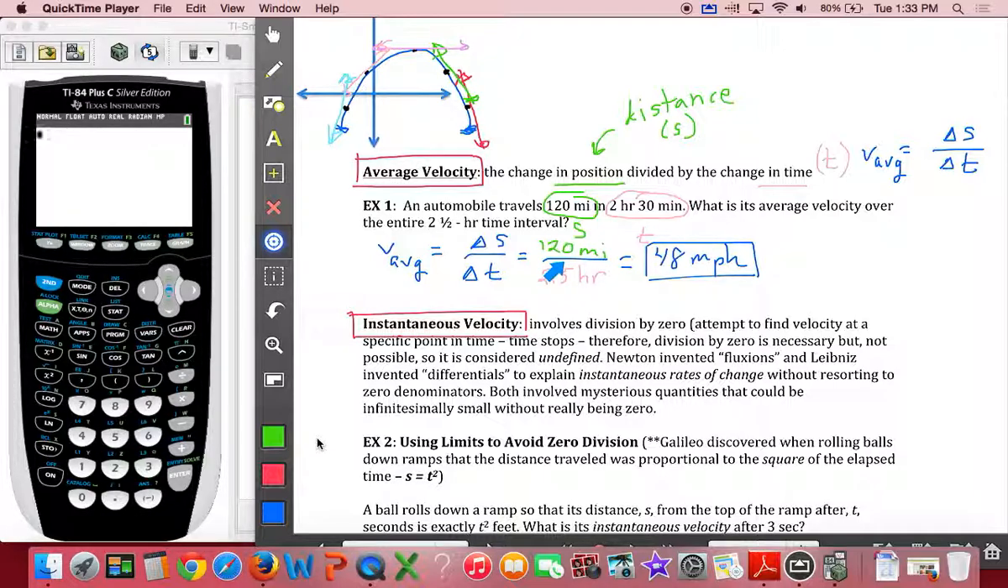The difference in my time would be 1 hour minus 1 hour. Wouldn't that be 0? Because I don't want to know a whole second. I want to know that one instant in time. It's just a snapshot. And so, is division by 0 possible? No. And so, therefore, division by 0 is necessary, but not possible. So it's considered undefined.